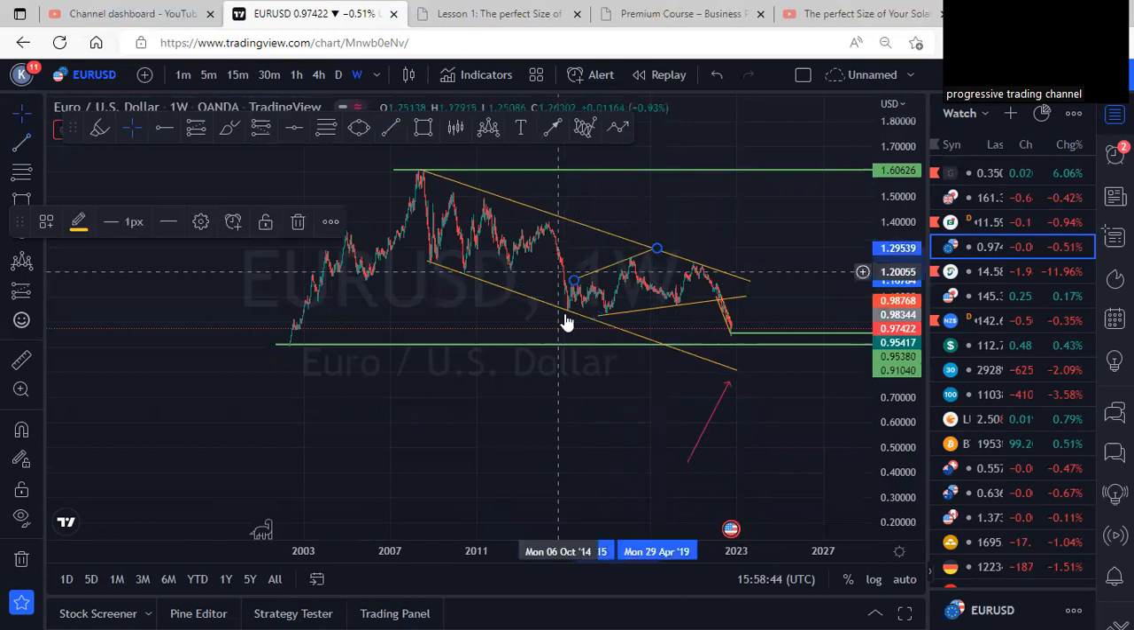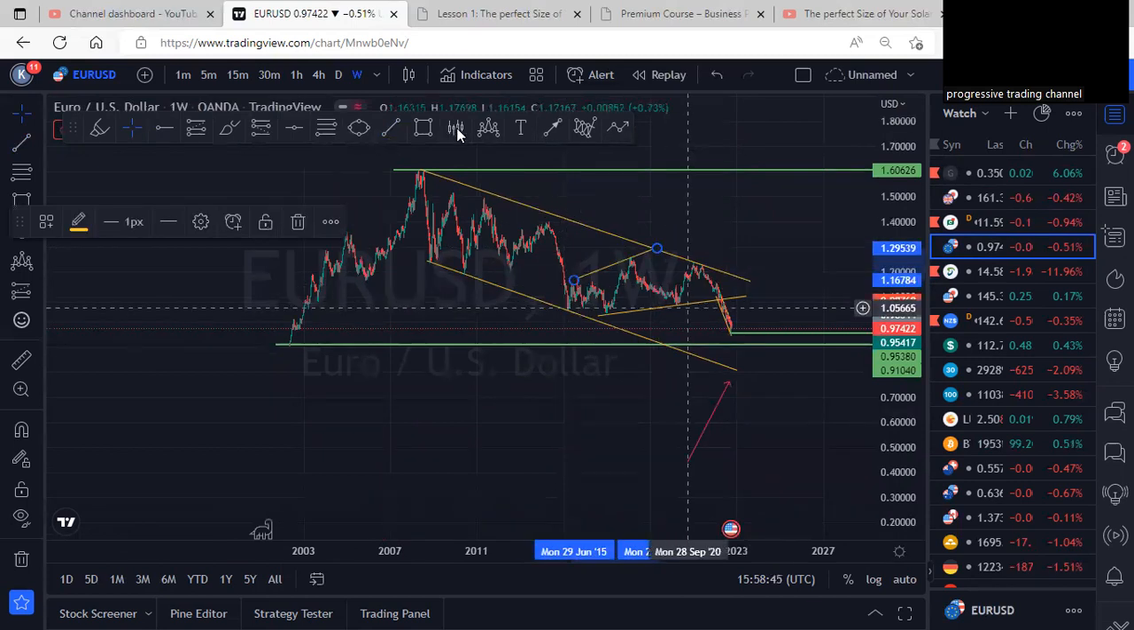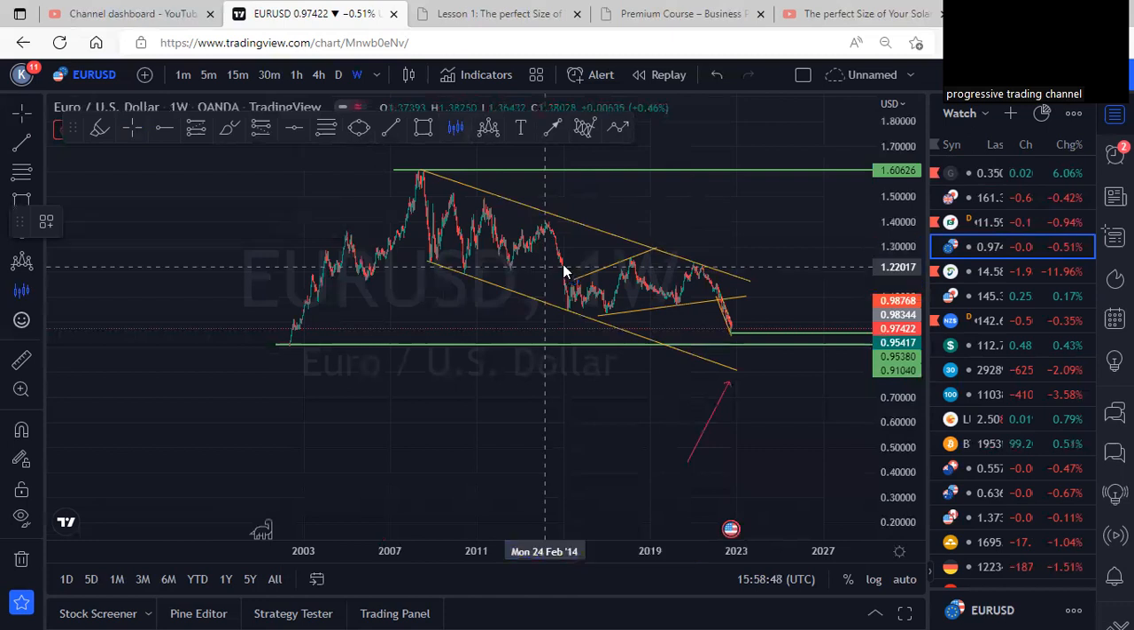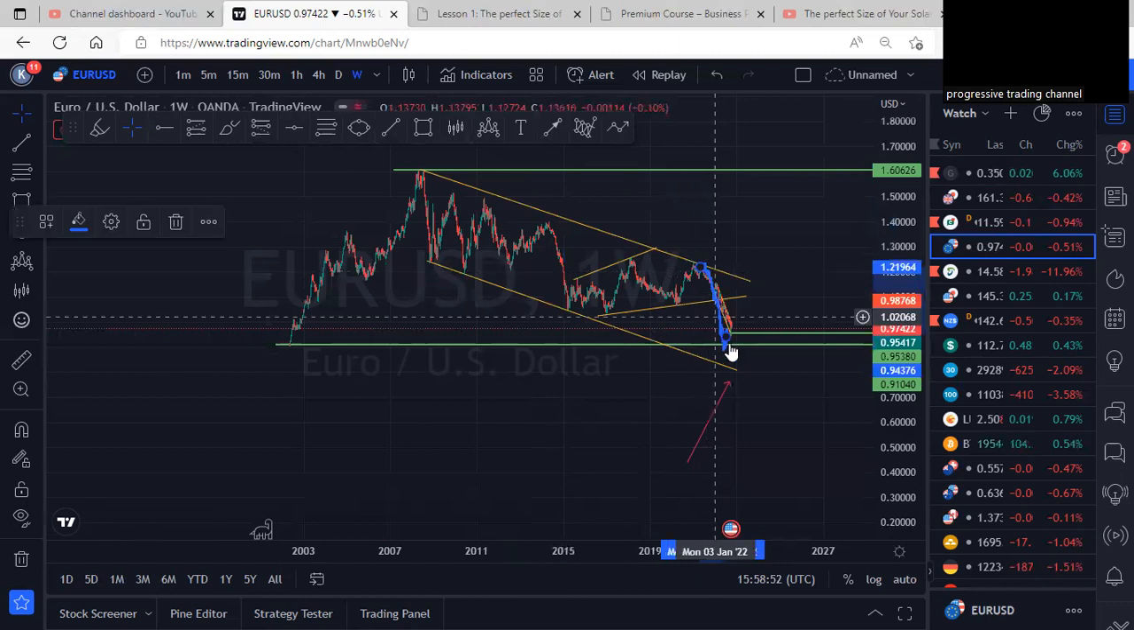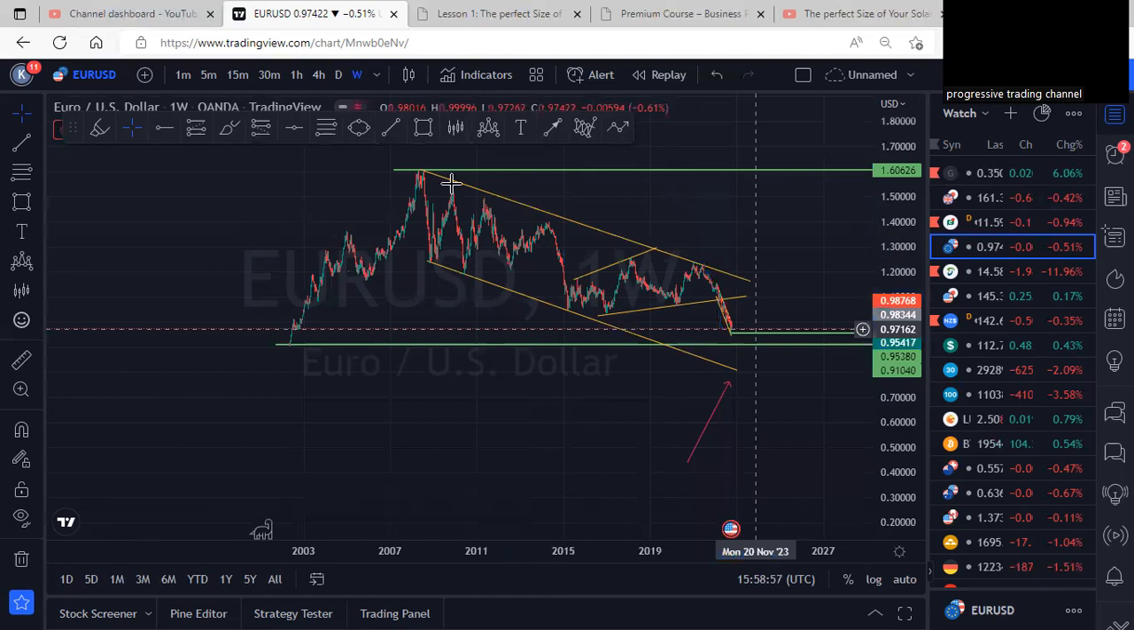As you can see, this is an impulse, correction, impulse. So you can take your thing here and put it here, and you realize that the market is coming to these areas here. So now we are still in the middle of nowhere.